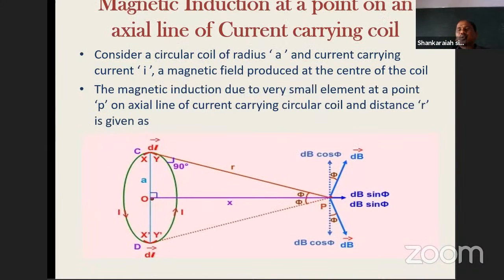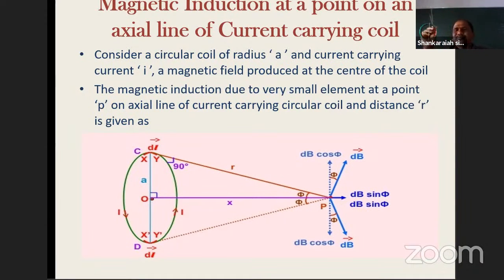This is today's concept: magnetic induction at a point on the axial line of a current carrying coil. Listen carefully to my concept here.